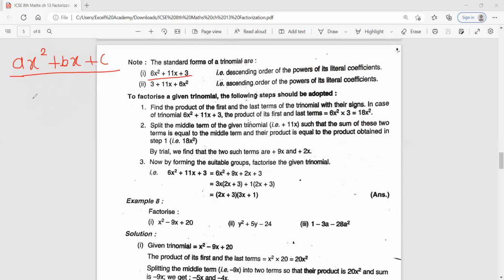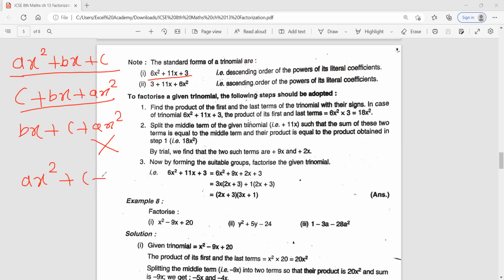Or you can reverse it also: c plus bx plus ax square. Not a problem. But you cannot have bx plus c plus ax square. No, this is not correct. Or this is also not correct. Either you have to arrange the degree of the variable. What is the variable here? X. The terms should be arranged so that the degree is either in descending order like this or ascending order like this. Is this clear? 100%. This is what you have to check before applying splitting the middle term.